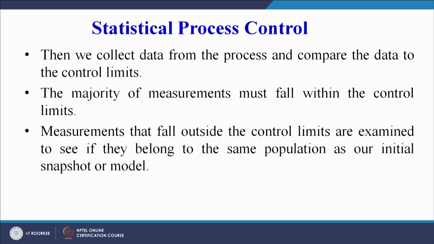Then what we do, we run the process, we collect the data from the process and compare the data to the control limits. That is, control limits are the degree of variability that we are accepting as being there because of certain random variations which cannot be controlled. That variability due to random variations, we accept that this much variation is acceptable. So we compare the data that we have observed from the process with those control limits and see whether the data is within the control limits or beyond the control limits.